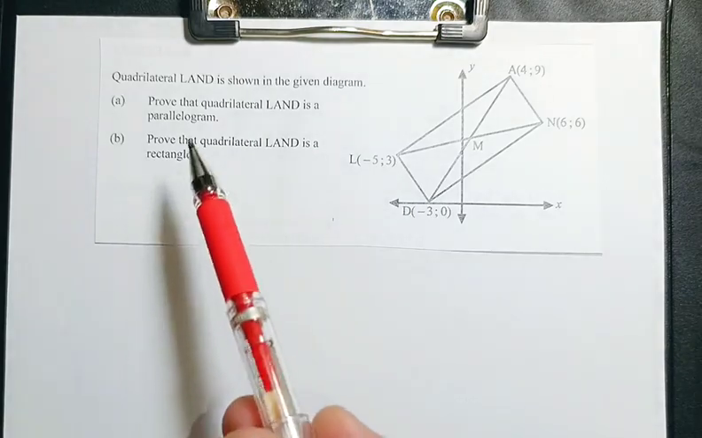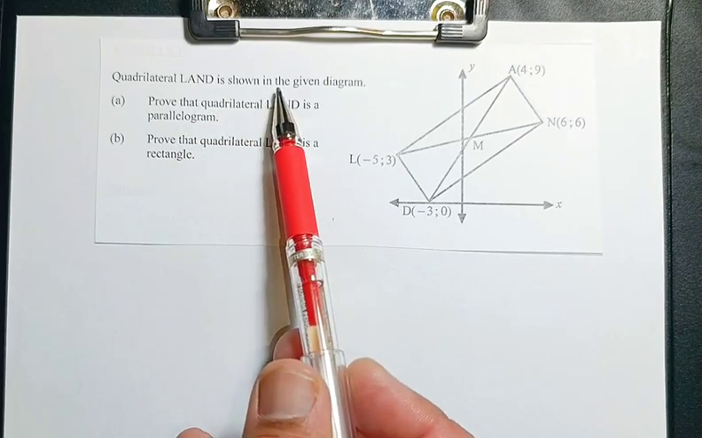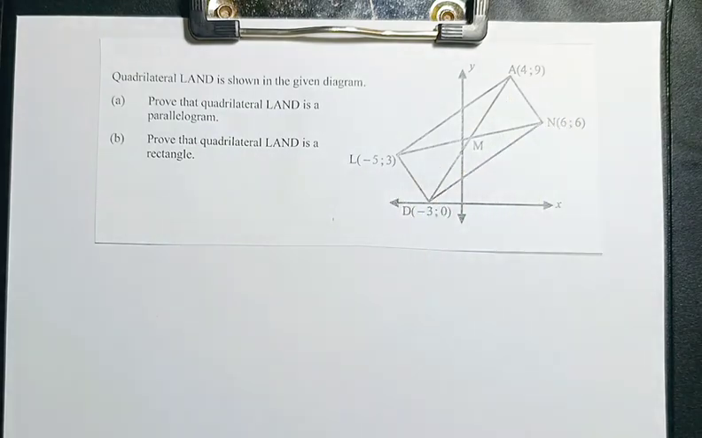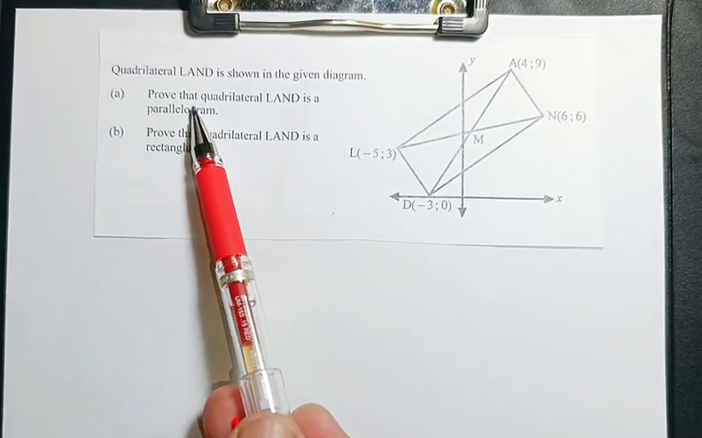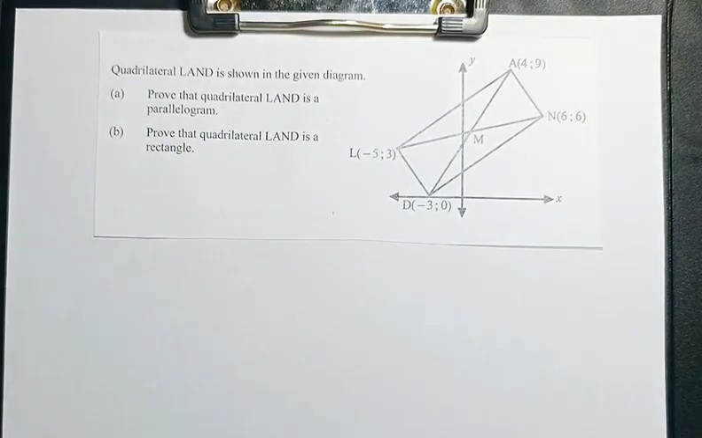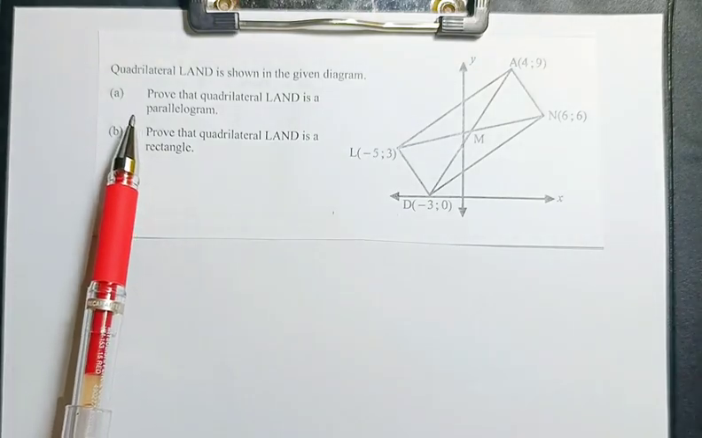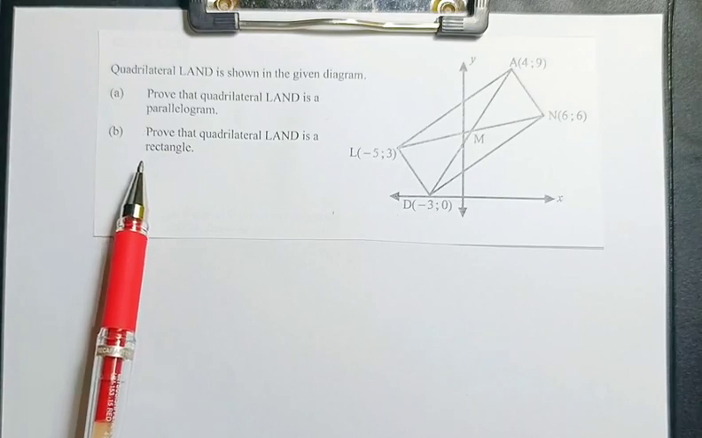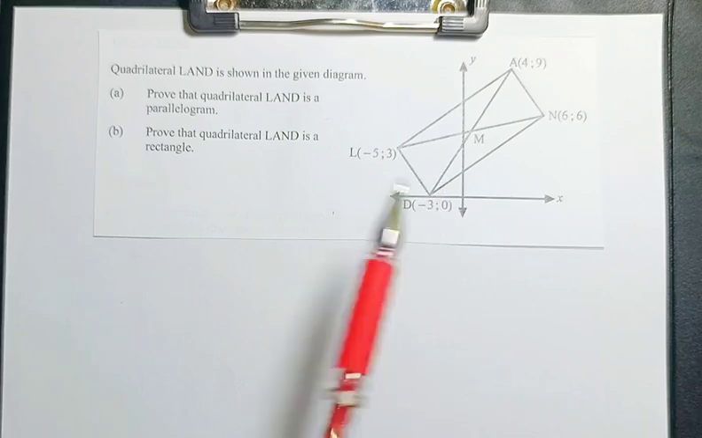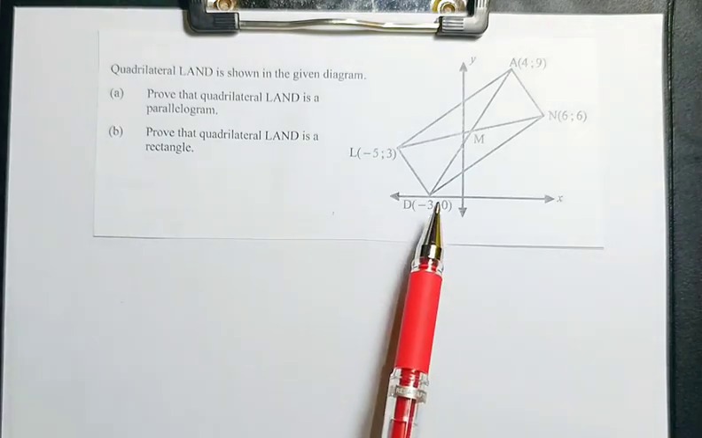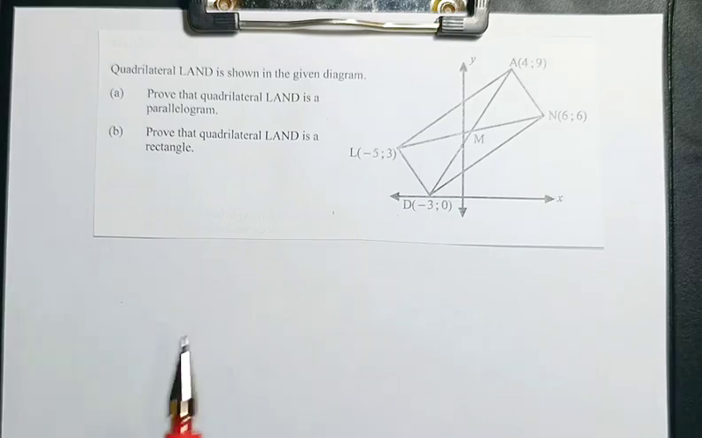The question says quadrilateral LAND is shown in the given diagram, which is this one, LAND. The first part says prove that quadrilateral LAND is a parallelogram. Remember, if they already give you that this is a parallelogram and you need to prove it is a rectangle, then you don't follow part A, you go directly to part B. But now we need to first prove this is a parallelogram, because part B says prove this is a rectangle. So have a look here.